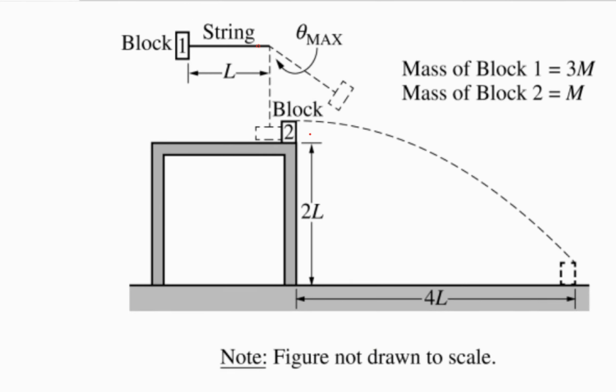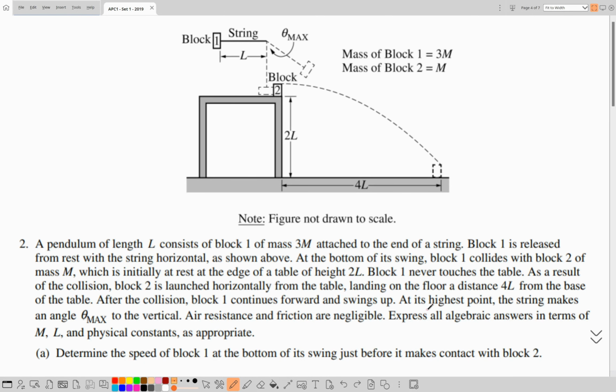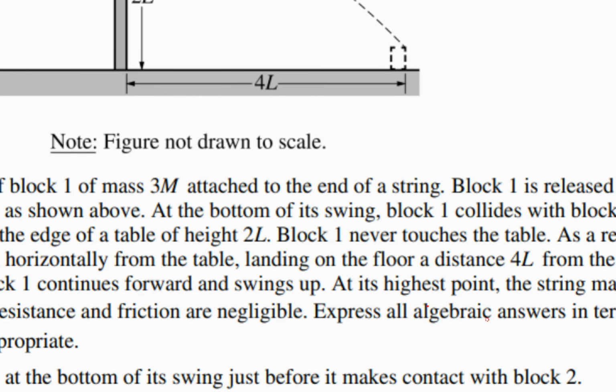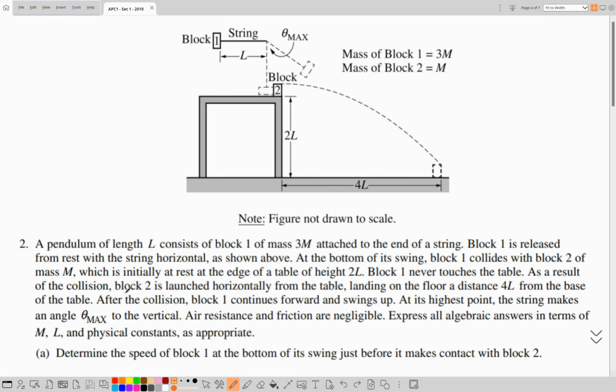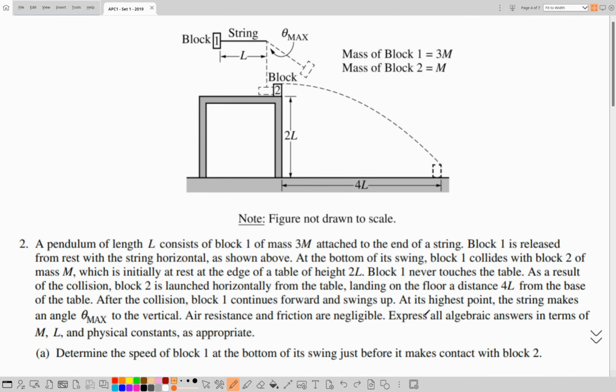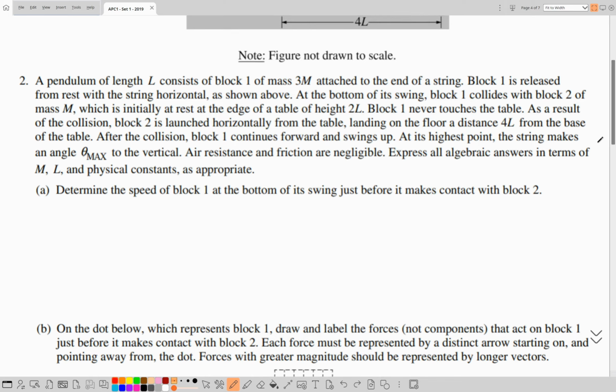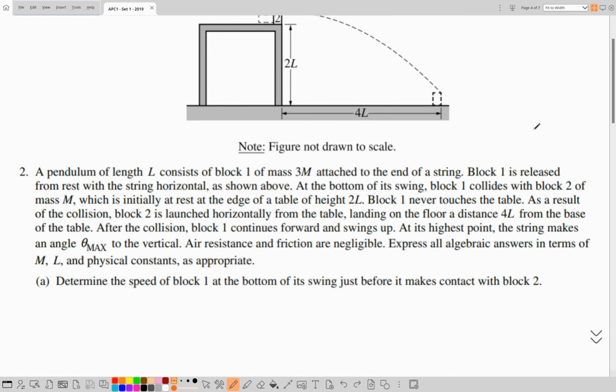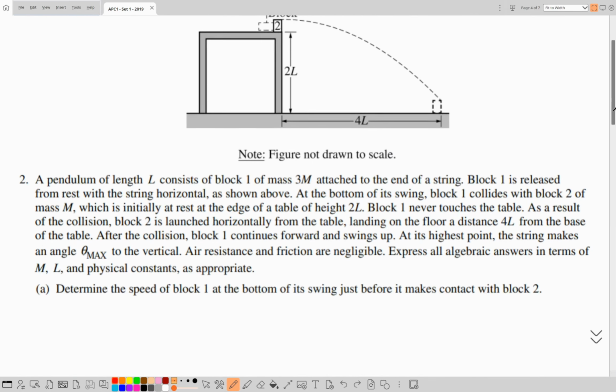Now what's happening to block 1 after the collision? Block 2 will be launched horizontally, while block 1 will continue its swing. At its highest point, the final kinetic energy of block 1 would be 0. The string makes an angle theta max to the vertical. Air resistance and friction are negligible, which means we can apply the conservation of energy. Express all algebraic answers in terms of m, L, and physical constants as appropriate. So for all the parts, whenever we determine something, we need to make sure it's expressed in terms of m and L.